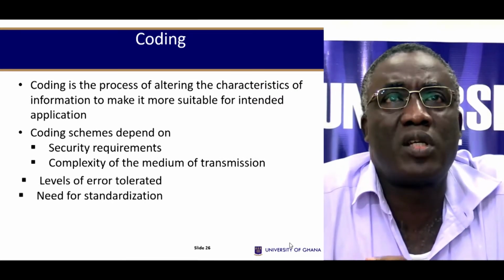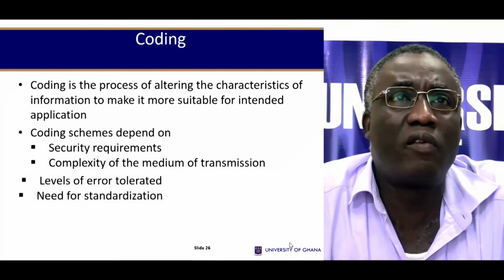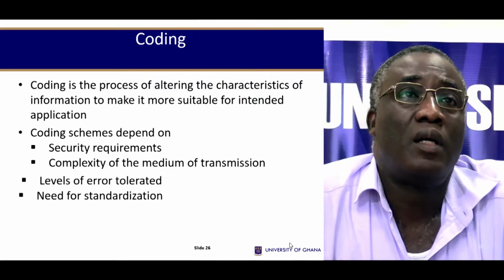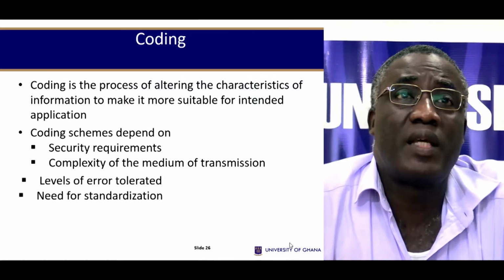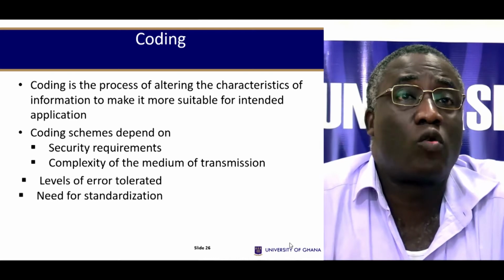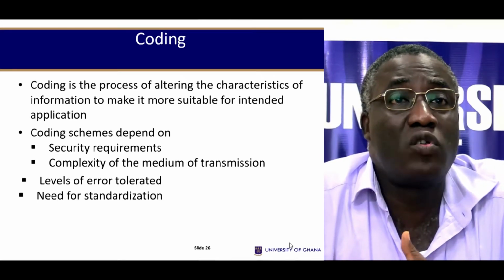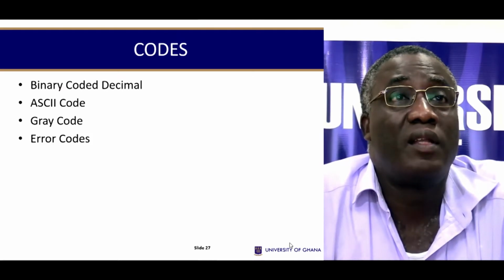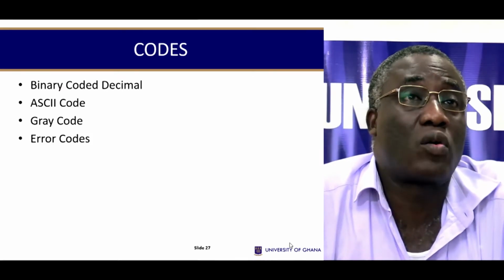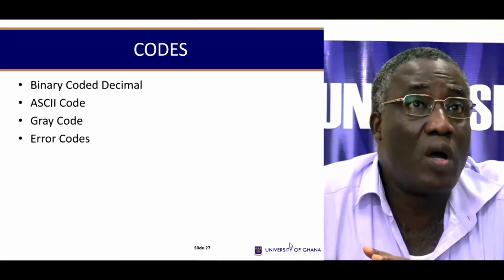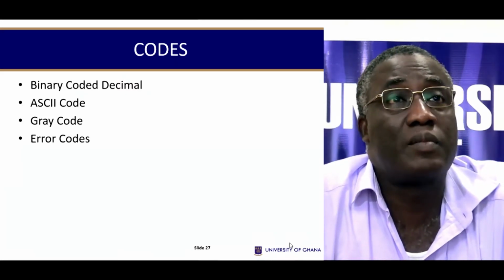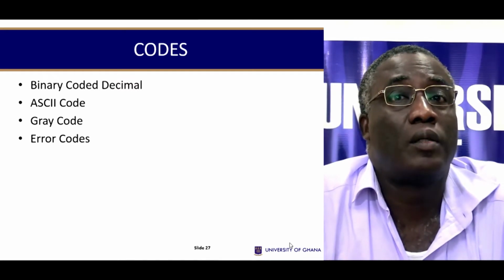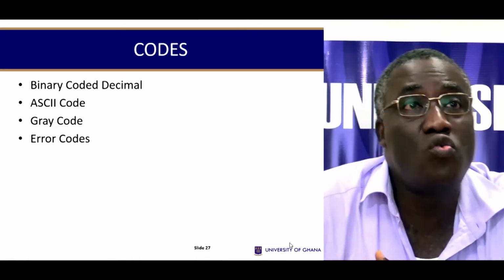So coding is a process of what? Altering the characteristics of information to make it more suitable for the intended application. There are different coding schemes, and they depend on security requirements, the complexity of the medium of transmission, the levels of error that is required, and also the need for standardization. There are various forms of codes that you come across, but the most common ones that you should know about are the binary coded decimal, ASCII code, gray code, and error codes. These are the forms of codes that you should know and read about.